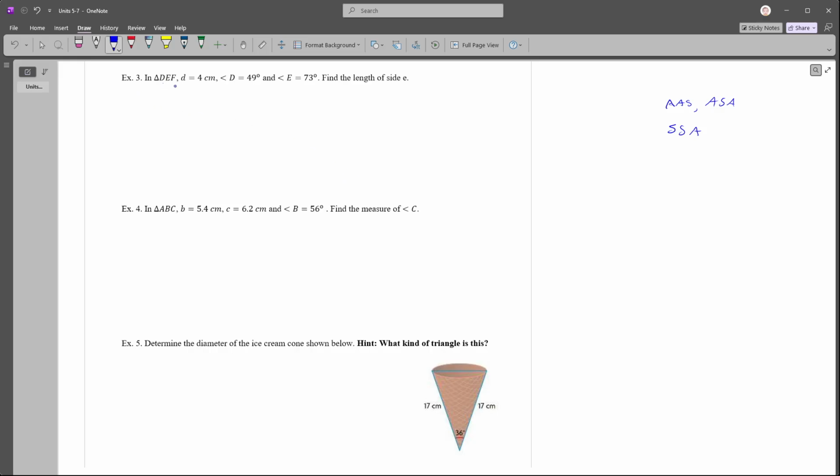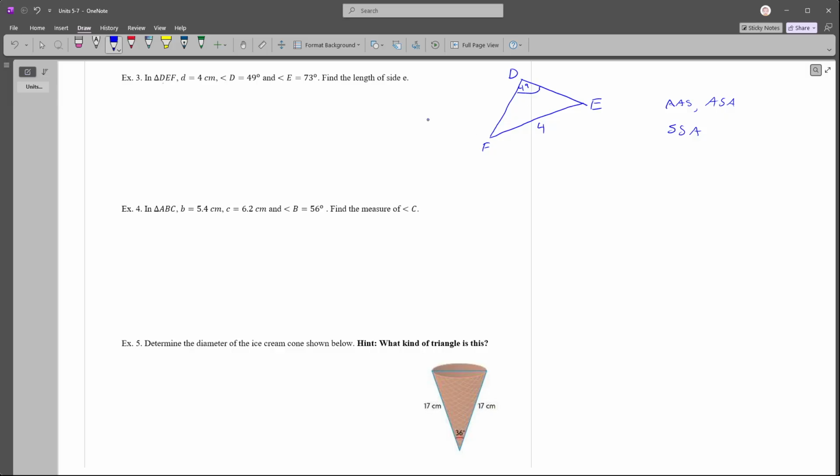So it says we have a triangle DEF. So let's set up our triangle. So maybe our triangle looks like this. Okay, so you will be D, E, and F. Now it says side little d, so that's across from angle D, is 4 centimeters. You're going to be 4. Angle D itself is 49 degrees.